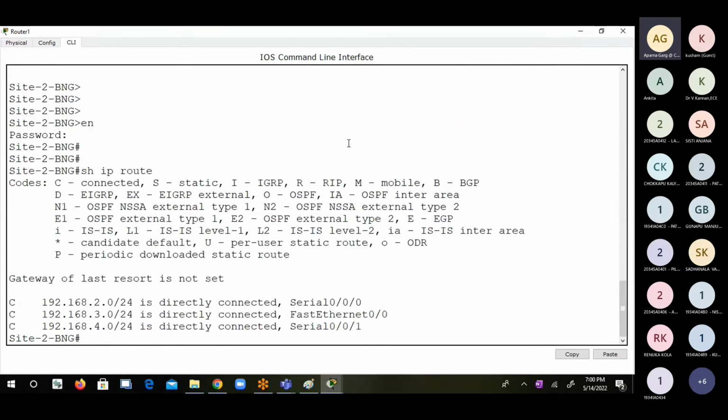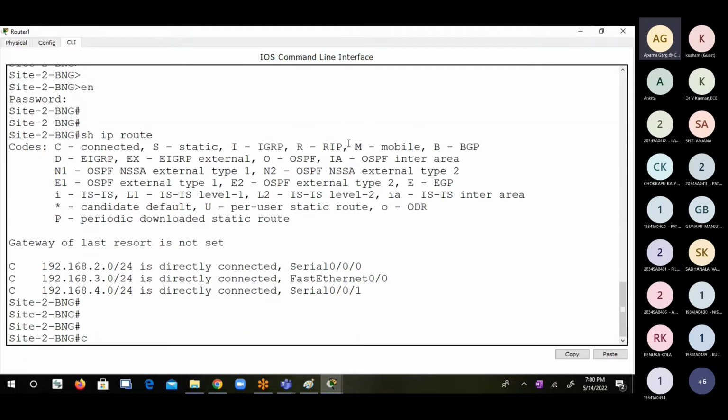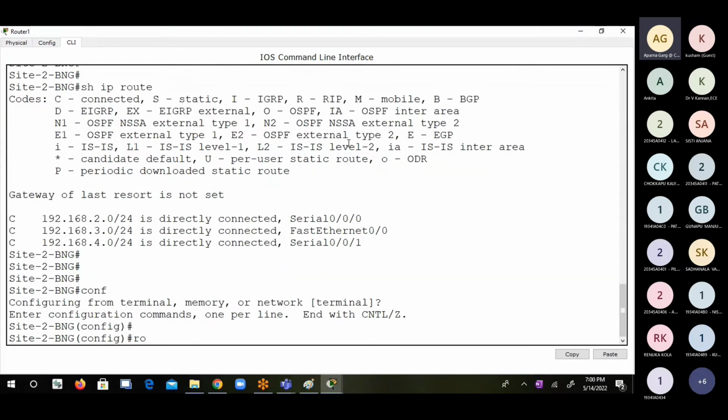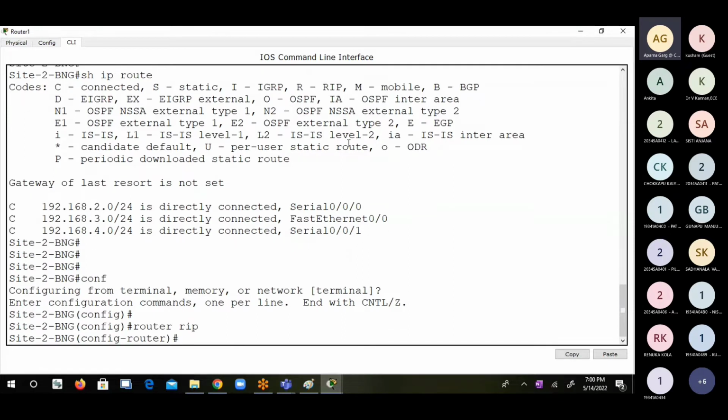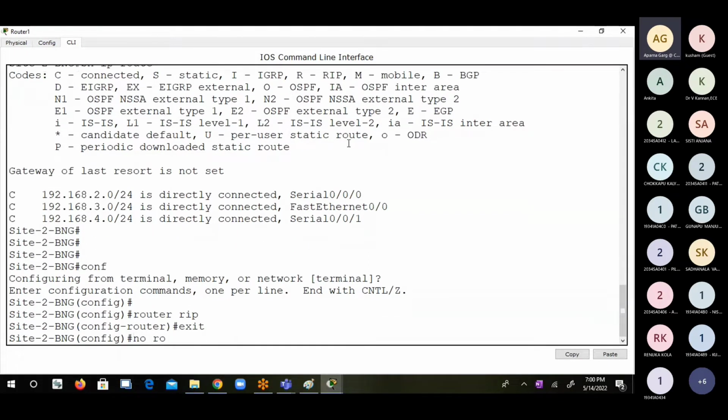What it contains right now. This also contains the connected route. I'll get into the configuration. Router rip. Sorry, router rip. Yeah, exit. No router rip.